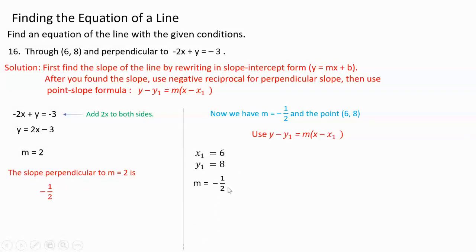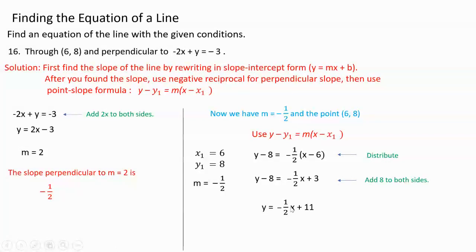We got my x1, y1, and we got my slope. Plug them into the formula. My y1 is 8, my m is negative 1/2, which is my slope, and my x1 is 6. We're going to distribute. So negative 1/2 times x will give us negative 1/2 x, and negative 1/2 times negative 6 will give us a positive 3. We're going to add 8 to both sides. So y equals negative 1/2 x plus 11. This is the line that we're looking for in slope-intercept form.